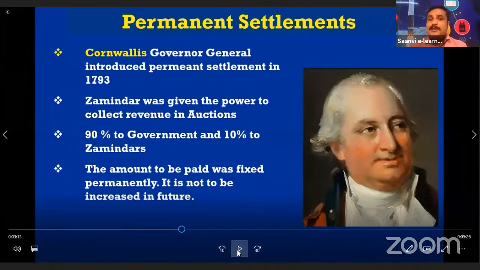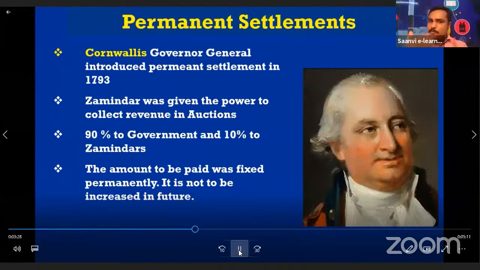The amount to be paid was fixed permanently. It is not to be increased in future. That is the term. Okay, under the Britishers, what is the term? The amount to be paid was fixed permanently. It is not to be increased in future. That is one of the terms and conditions we can say.